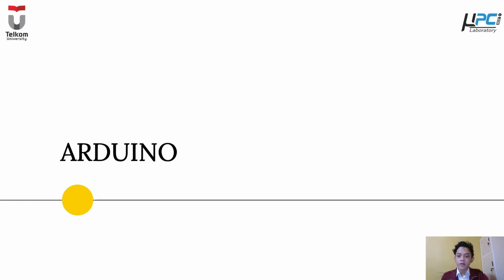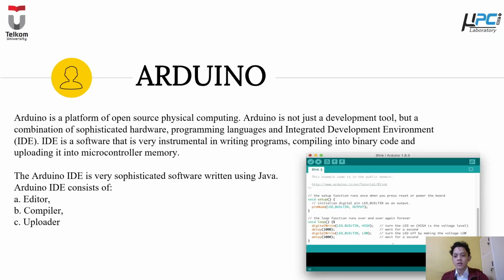So now we're gonna learn about Arduino. Arduino is a platform of open source physical computing. Arduino is not just a development tool, but a combination of sophisticated hardware, programming language, and integrated development environment, or IDE. IDE is software that is very instrumental in writing programs, compiling into binary code, and uploading it into microcontroller memory. The Arduino IDE is very sophisticated software written using Java. Arduino IDE consists of three parts: editor, compiler, and uploader.